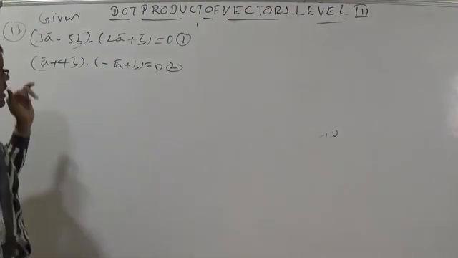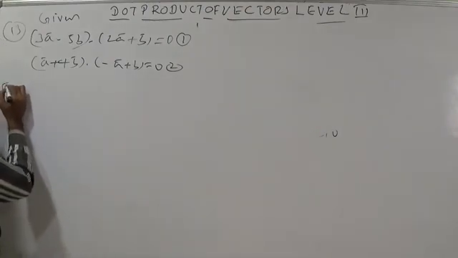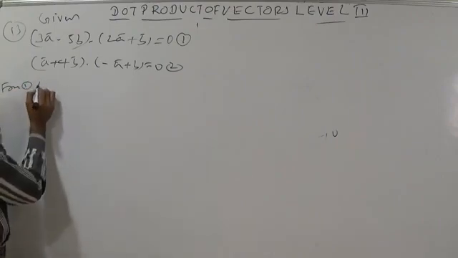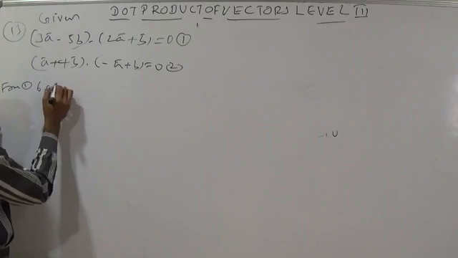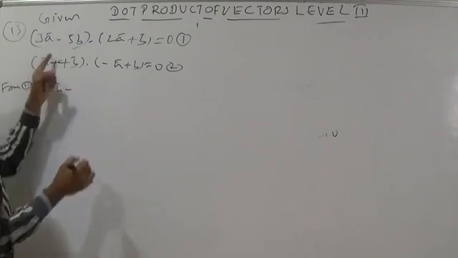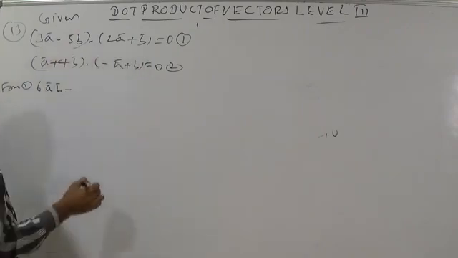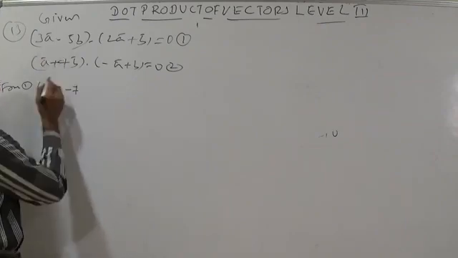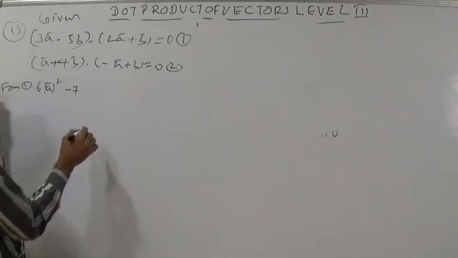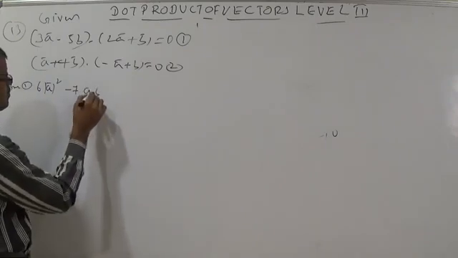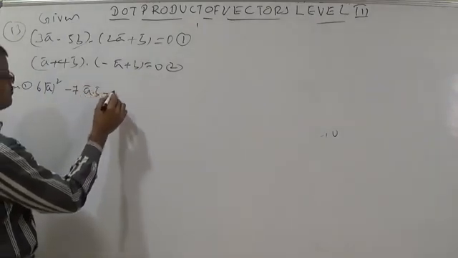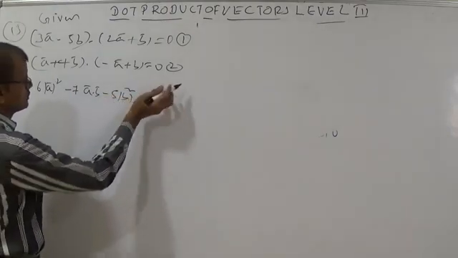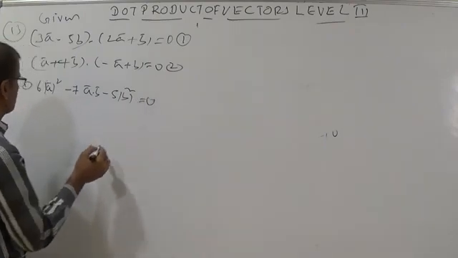We should calculate the angle between a and b. From the first equation, expanding (3a minus 5b) dot (2a plus b), you can write 6 mod a square plus 3 a bar dot b bar minus 10 a bar dot b bar minus 5 mod b square. This is 6 mod a square minus 7 a bar dot b bar minus 5 mod b square, equal to 0. This is the equation we can write.